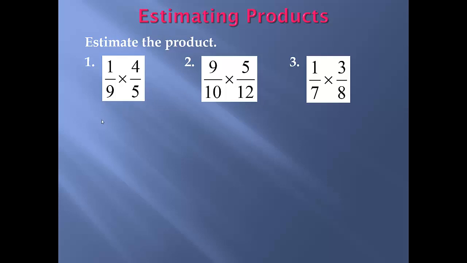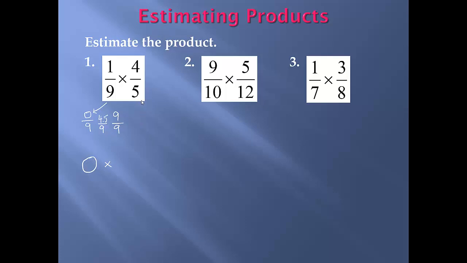So for number 1, we have 1/9 times 4/5. When we're looking at 1/9, we'll first want to see what it looks like for 0, 1/2, and 1. So for 0, that would be if it's close to 0 ninths. And for 1, that would mean the fraction would be close to 9 ninths. Now if we look at 1/2, we want to figure out what half of 9 is. And half of 9 is 4 and 1/2, or we can say 4.5. Now we'll see which of these fractions 1/9 is closest to. And 1/9 is closest to 0 ninths, which was 0.